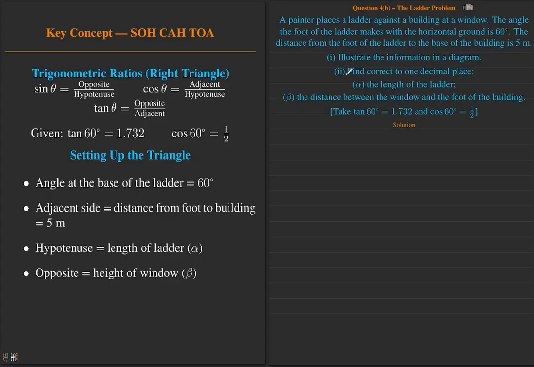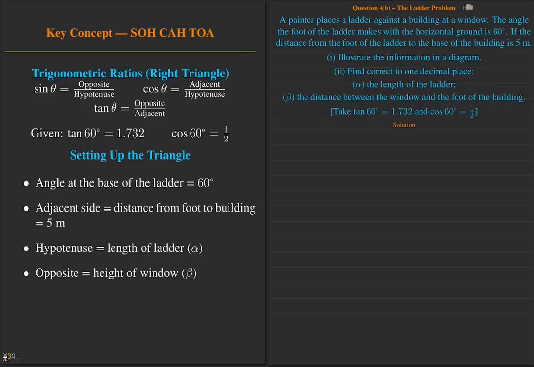So let's look at our question. A painter places a ladder against a building at a window. The angle the foot of the ladder makes with the horizontal ground is 60 degrees. If the distance from the foot of the ladder to the base of the building is 5 meters, we have to illustrate the information in a diagram, and then find, correct to one decimal place, the length of the ladder, and secondly, the distance between the window and the foot of the building. You have to take tan 60 as 1.732 and cos 60 as 1 over 2.